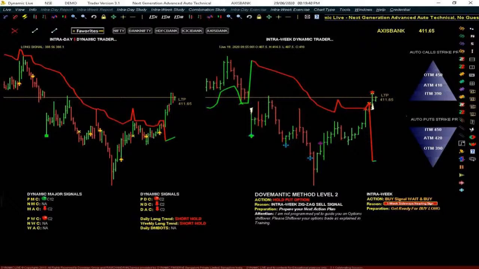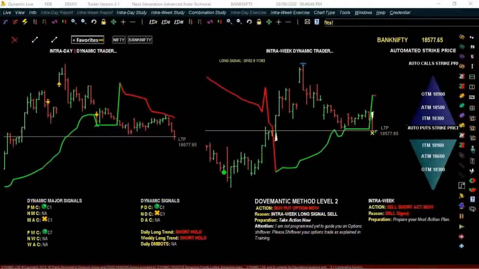And not only in an uptrending price, even in a downtrending market, when the price starts decreasing and if this Dynamic Live feels that the price may decrease even further, then it will be written as "sell short, act now." It means a sell signal has come, please take a short position and act now, sell it immediately.